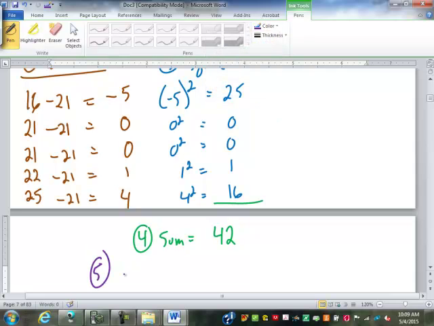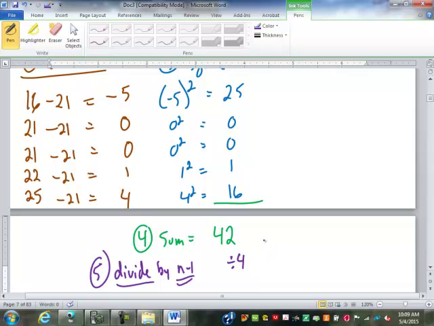Step 5 is divide by what? N minus 1. What's n? So we're going to divide by n minus 1. N is 5, so we're going to divide by 4, one less. No, if n is 5, we've got to divide by 4.